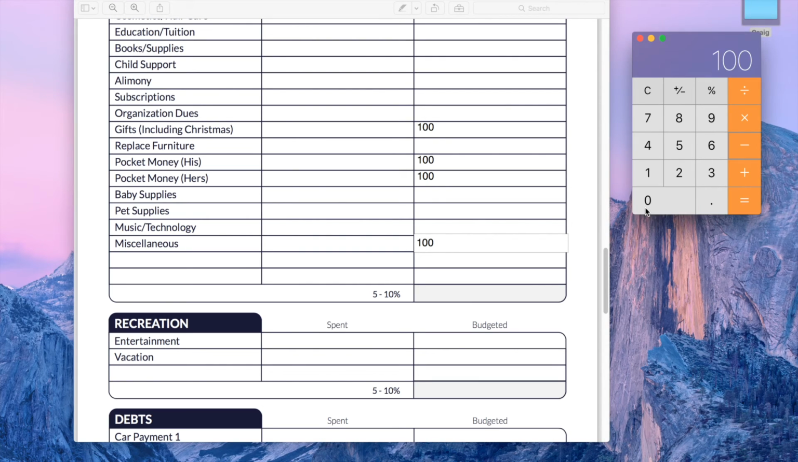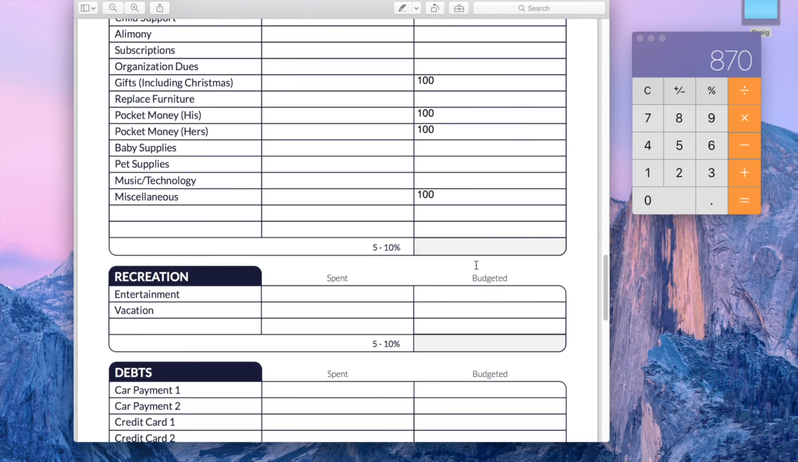This is not a category for when you really want to go out to eat, but you don't have any money left in your restaurant budget. No, it's not that. Try not to use it if possible. We want this money left over if possible. But if not, that's why it's there. It's there to catch the unforeseeable.